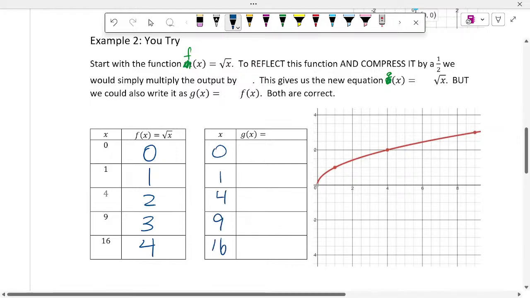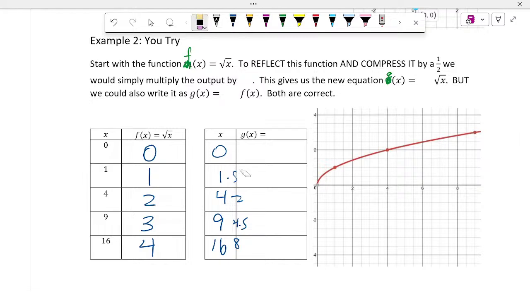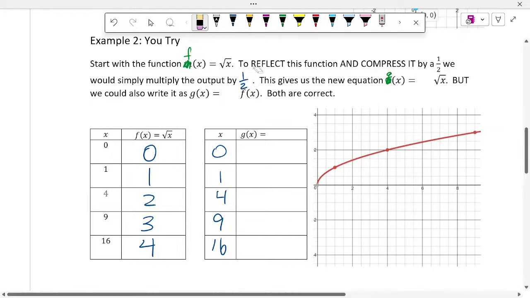Okay, now we said to take half. Why aren't these 0.5, 2, 4.5, and 8? We're not changing the input. We're changing the output. How do you know that? That's right. If you look here, what we're saying is we can multiply the output by half, which would give us 1/2 x. If you want to do 0.5x, you could, or 1/2 f of x. So that would be 1/2 f of x, or 1/2 root x. Doesn't make a difference.